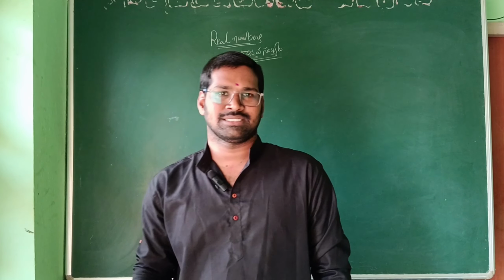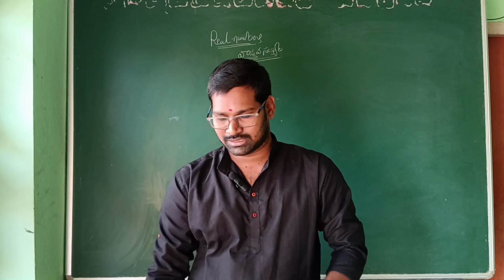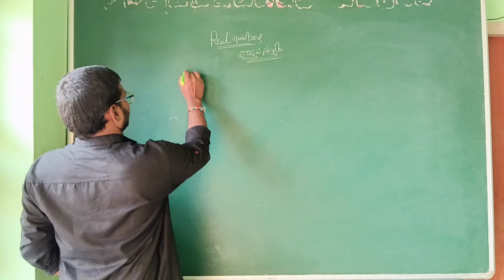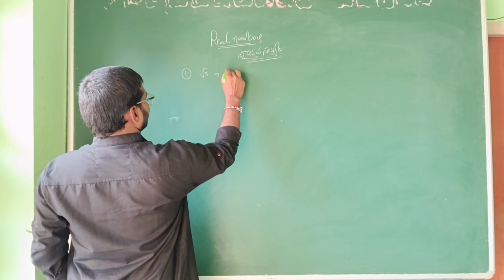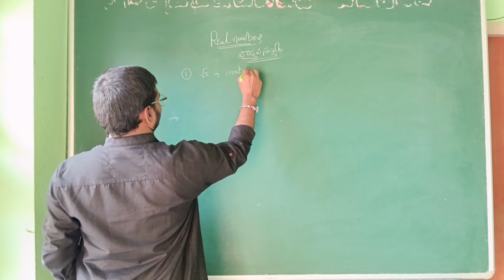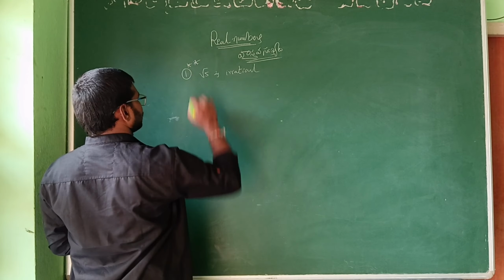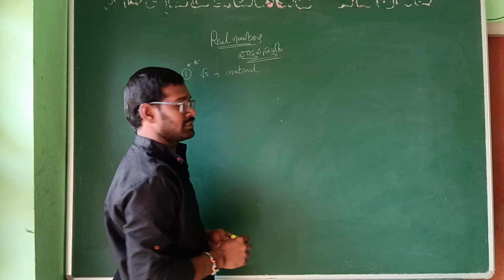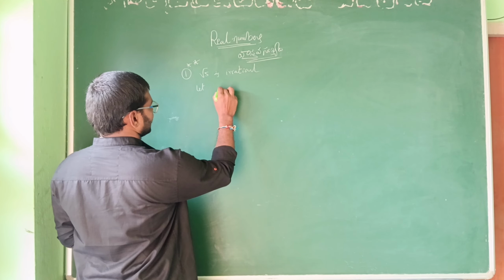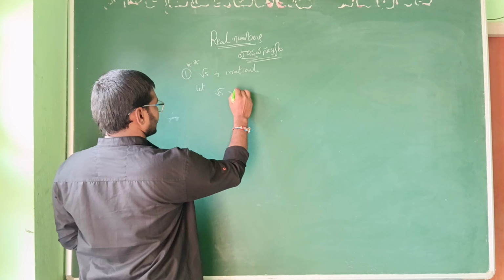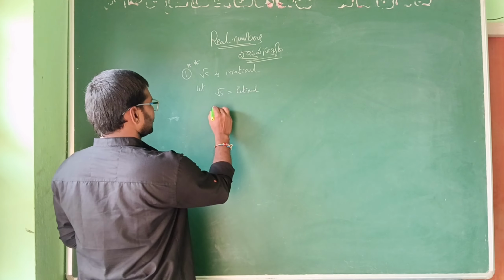Right. Now we are discussing very important questions in real numbers. First question: prove root 5 is irrational. This is a very important question in real numbers. First, let us assume that root 5 is rational.